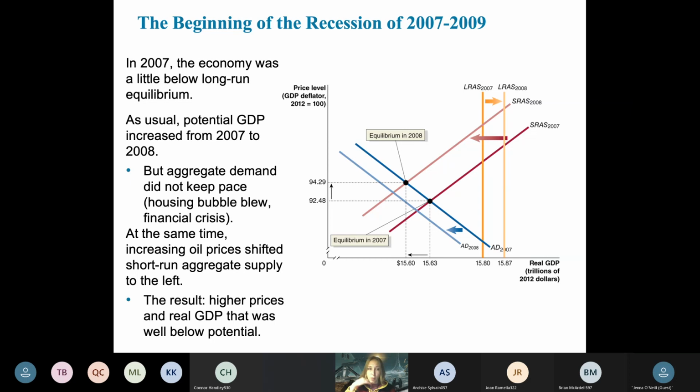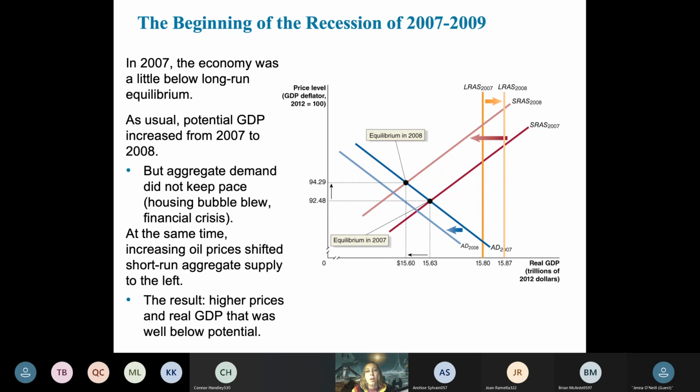And then the housing bubble blew and the financial crisis occurred, which reduced people's income and therefore their willingness to buy stuff. So aggregate demand went down, and what happened to aggregate supply? It also went down because prices were still going up. Oh, because of the oil prices. Okay, so remember at that time, they were also increasing oil prices. So just like in the case of an oil supply shock, we have a reduction in aggregate supply at the same time as aggregate demand. So we were attacked on two fronts. So aggregate demand and supply decreased. And so we ended up in the equilibrium of 2008.